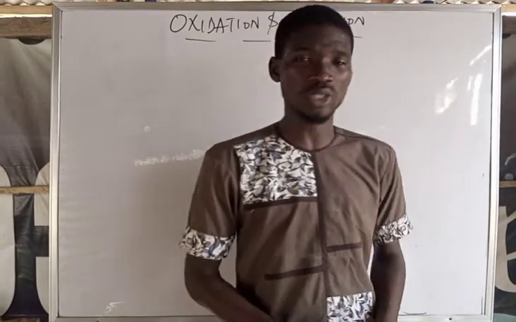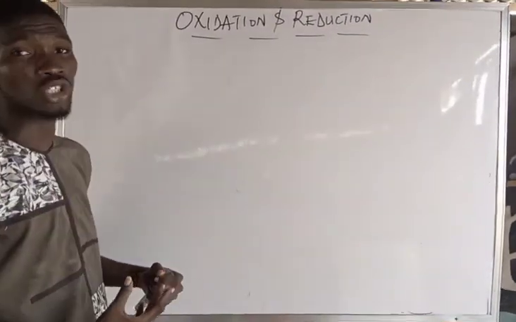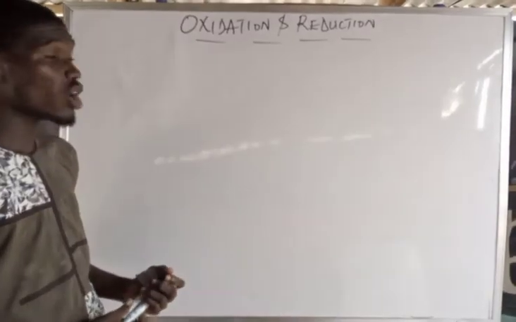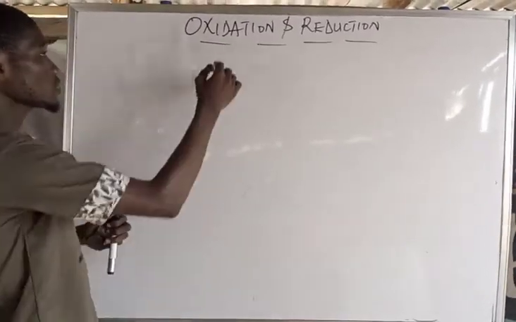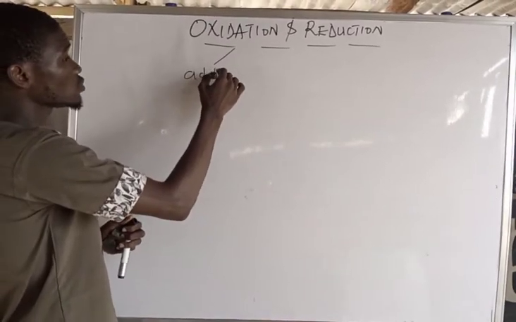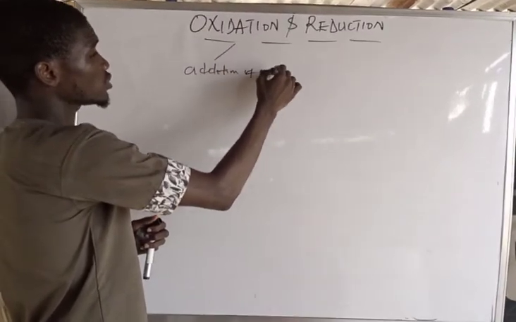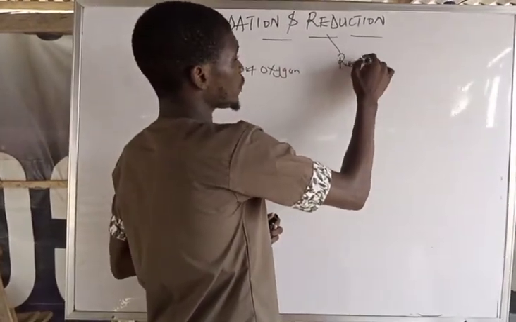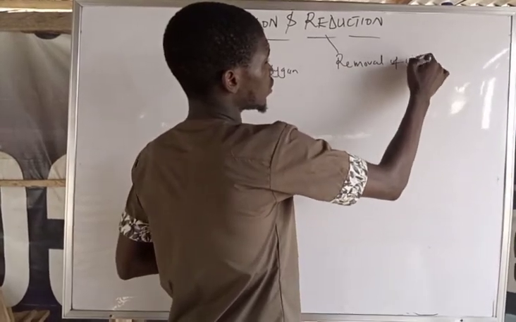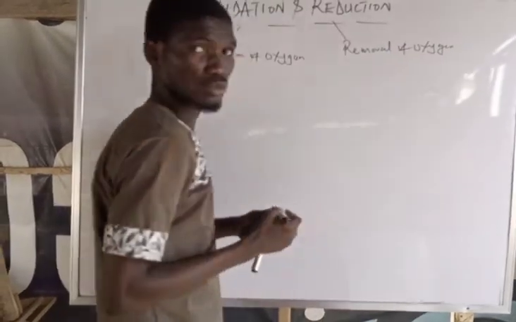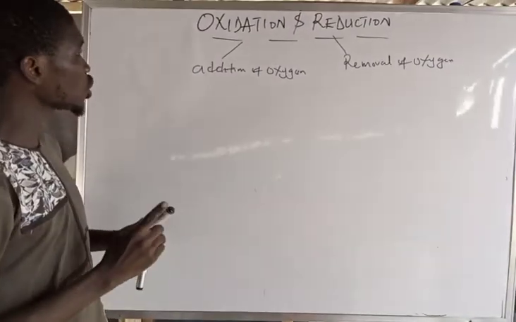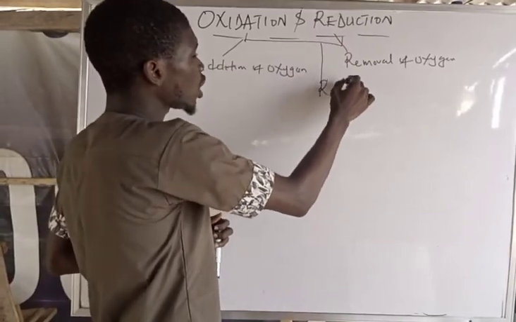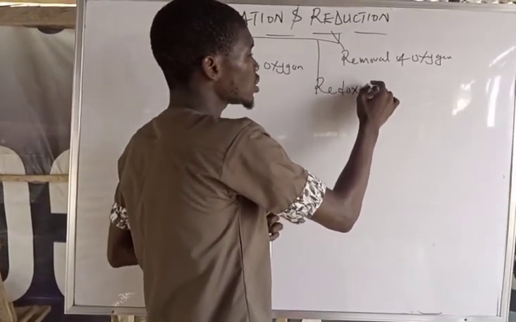So guys, let's move back to the class. What is oxidation and reduction all about? Simply, oxidation is addition of oxygen, while reduction is removal of oxygen. One thing you should note is that the combination of these two will give us what we call a redox reaction.